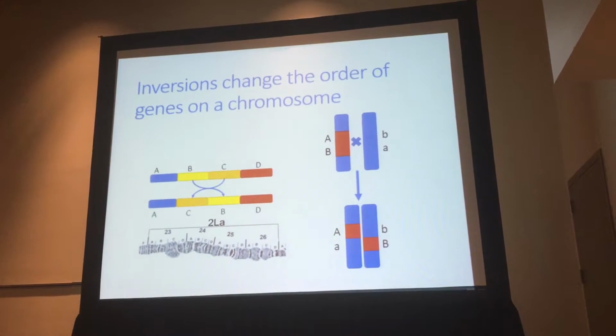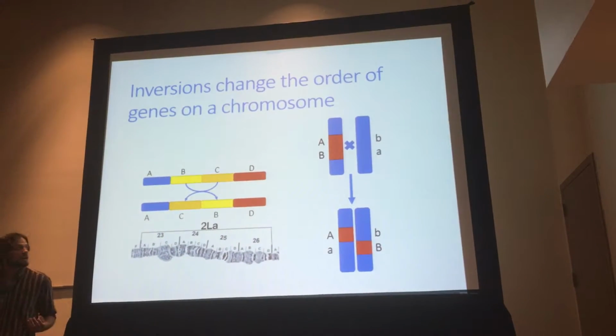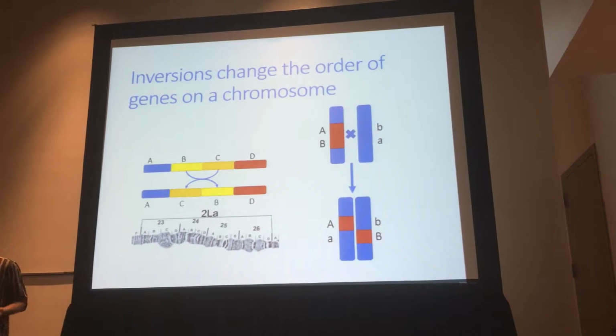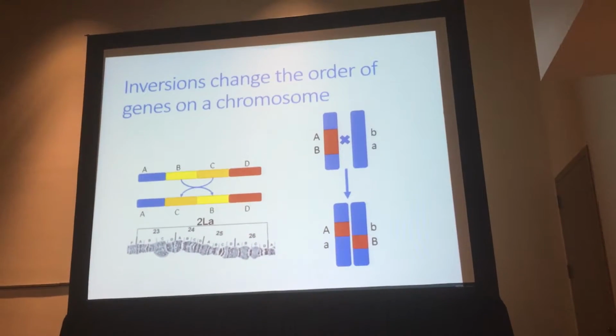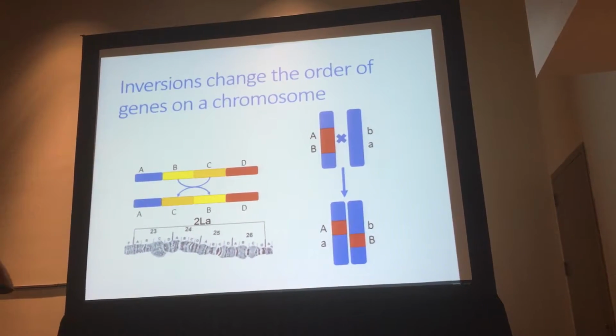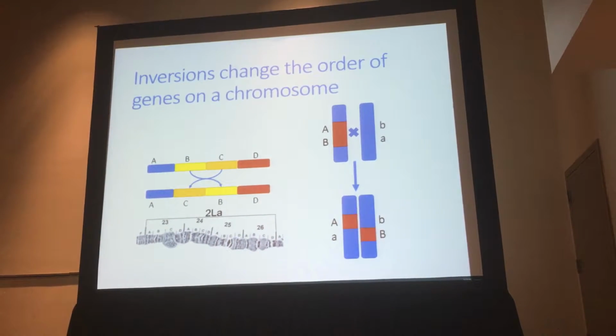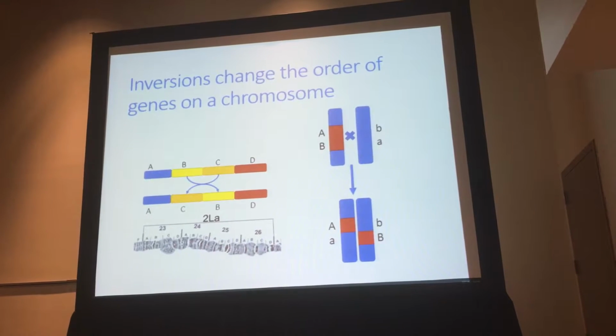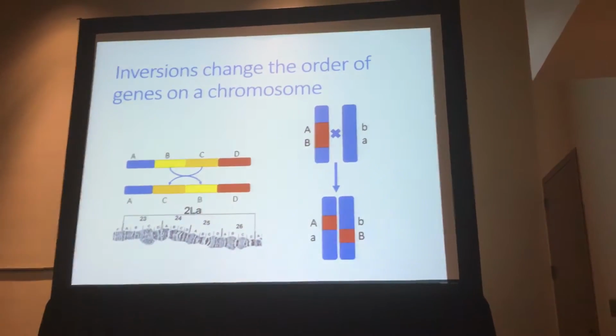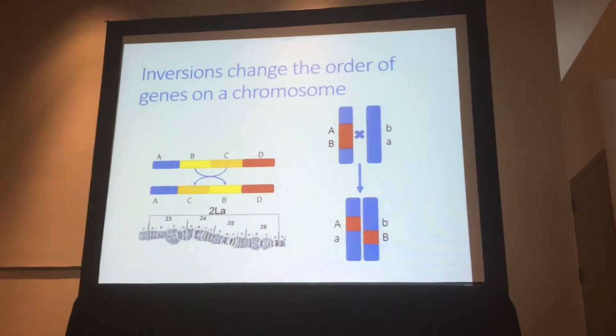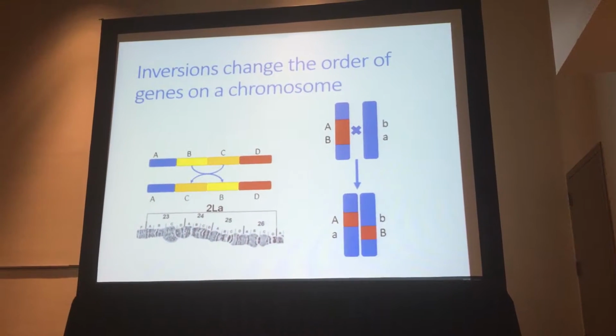In an individual heterozygous for an inversion, recombination is suppressed over the length of the inversion for several reasons. First of all, the inversion might not line up properly during meiosis. And second, even when it does line up and recombination occurs, you may end up with gametes that have unbalanced gene products. So now we have a little bit of background about inversions.